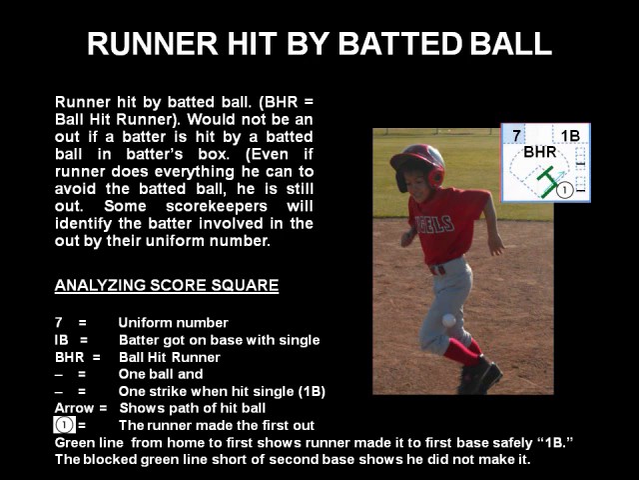The green line that you're looking at from home to first shows the runner made it to first base safely. That's what 1B is. The block green line short of second base shows he did not make it. And then you would have the out there, so anyone looking at the scorebook would know that he was out as a result of a batted ball hitting him. And that pretty well takes care of that one.